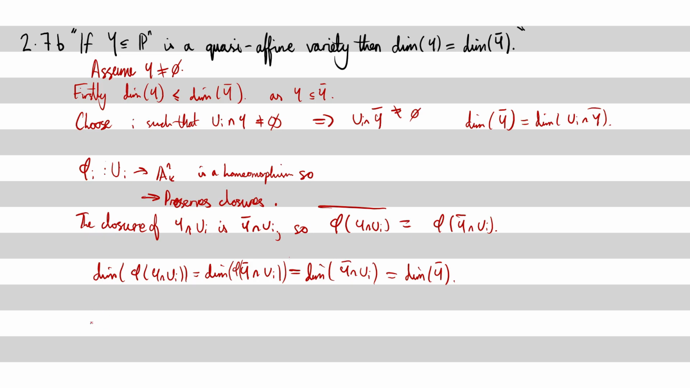Now, all we really need to do is to show that the dimension of this is less than or equal to the dimension of Y. So let us do that. Firstly, the dimension of Y intersect U_i is obviously less than or equal to the dimension of Y, as Y intersect U_i is a subset of Y.